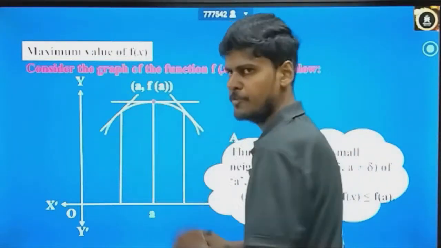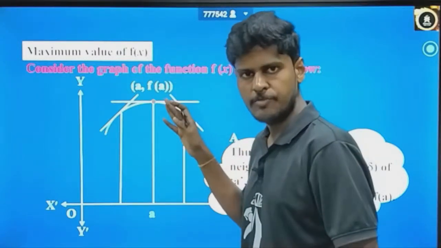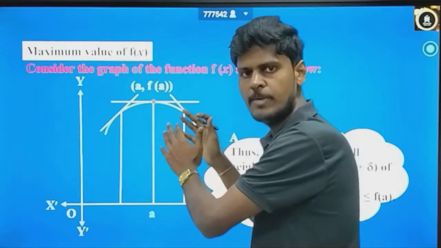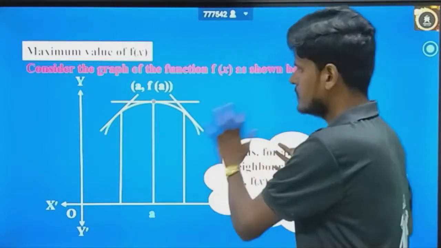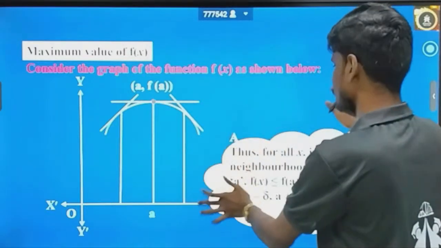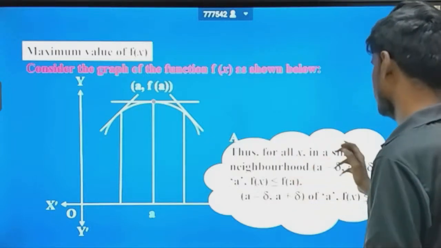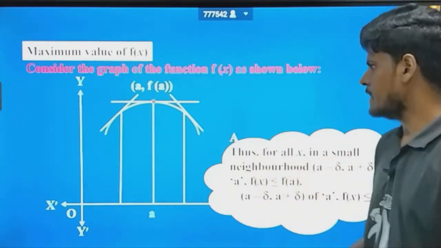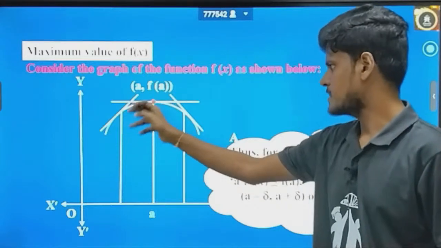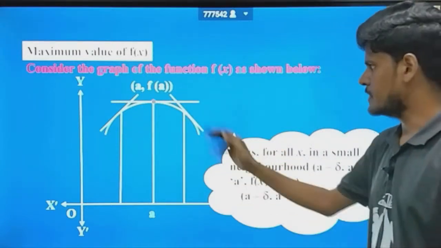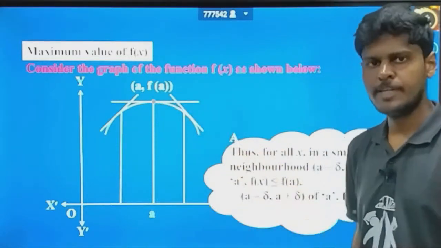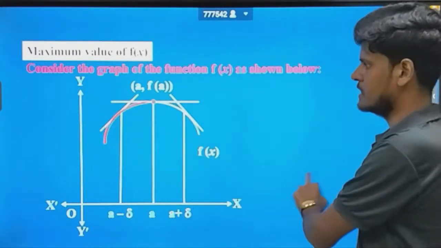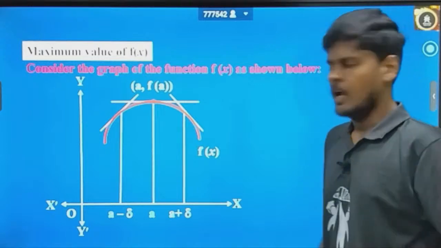So in the neighborhood of a, as f of x is a continuous function, this will be the maximum value. So that means it is a maximum. Thus for all x in a small neighborhood a minus delta to a plus delta, f of x will be less than or equal to f of a. That is the definition. The easiest understanding is this.